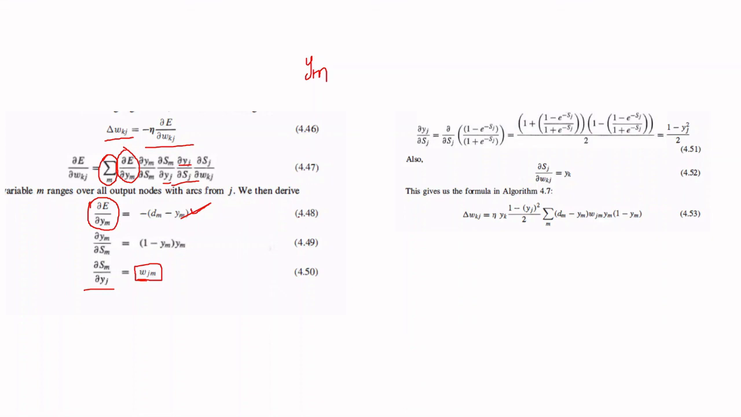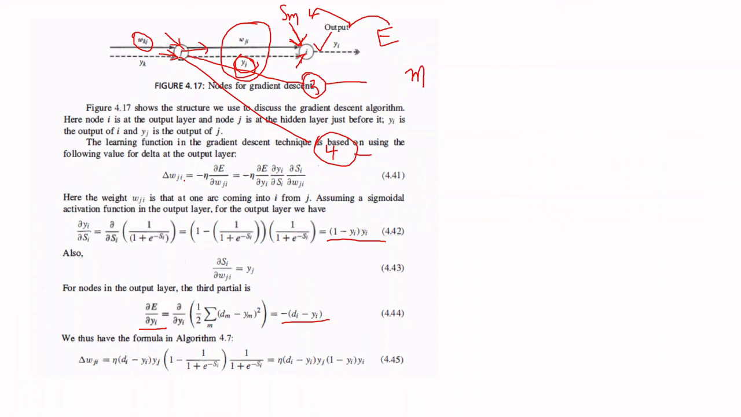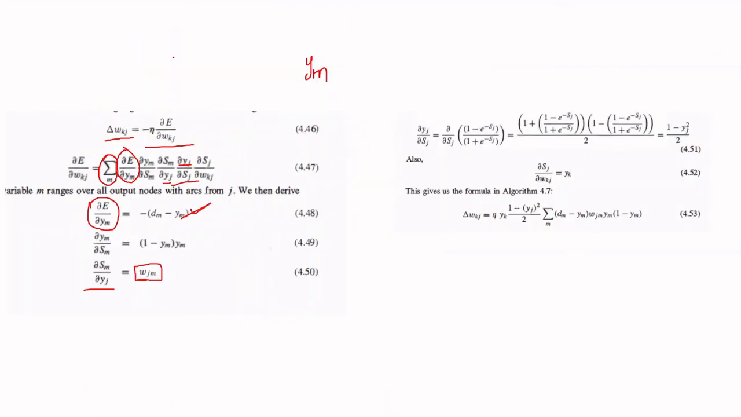Next is dou Yj by dou Sj. Yj is the output, and Sj is the input. We calculate this like earlier. Dou Yj by dou Sj is dou by dou Sj of the activation function, which we said in the hidden node is the hyperbolic tangent function. So you have to apply the earlier u by v rule to calculate this, and so on.